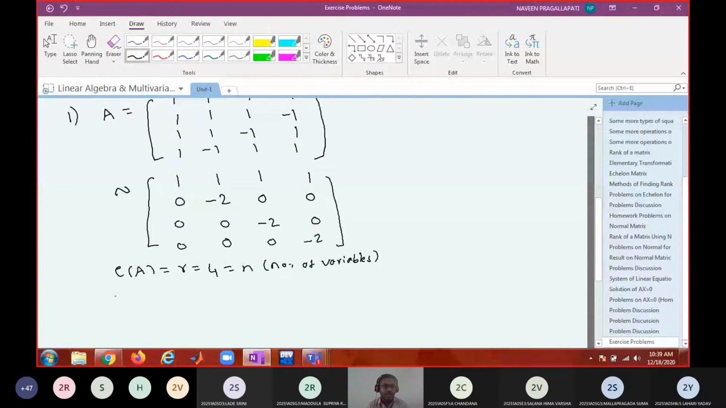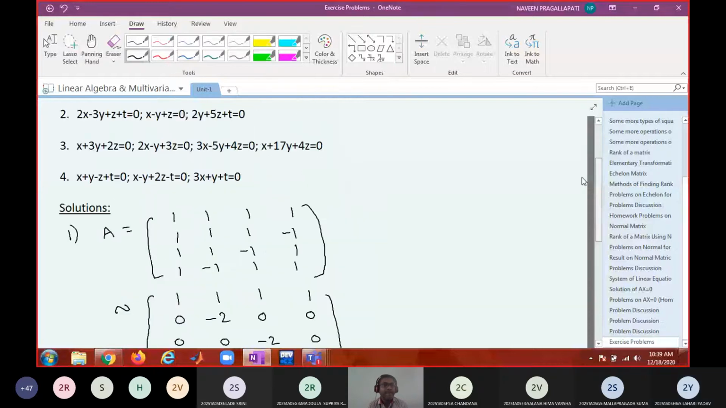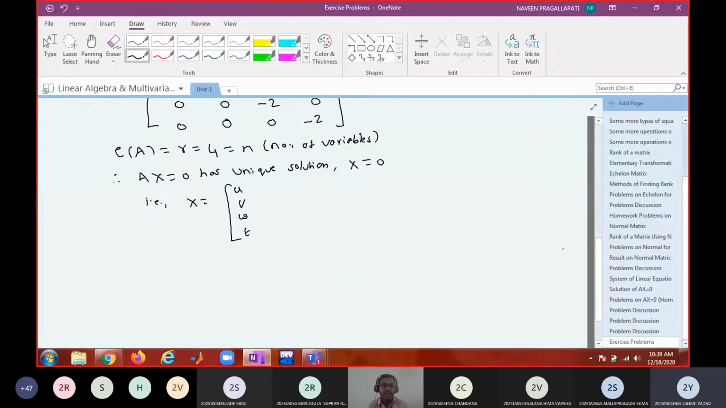Variables. Therefore, what is the conclusion? Ax equal to 0 has a unique solution, the trivial solution. X equal to 0. That is, what do you mean by x here? U, V, W, T. U, V, Y, Z. WT is equal to 0, 0, 0, 0.